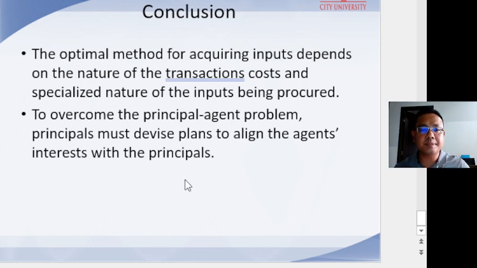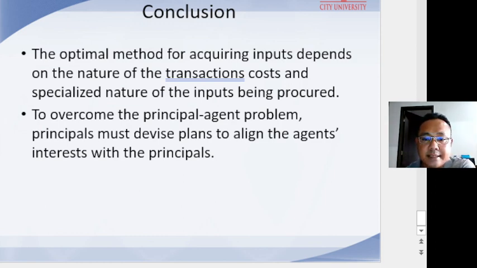So in conclusion, the optimal method for acquiring input depends on the nature of transaction costs and the specialized nature of the input being procured. And to overcome the principal agent problem, the principal must devise a plan to align the agent's interest with the principal's. In this chapter we examine the optimal institutional choice for input procurement and the principal agent problem as it relates to managerial compensation and worker incentives.